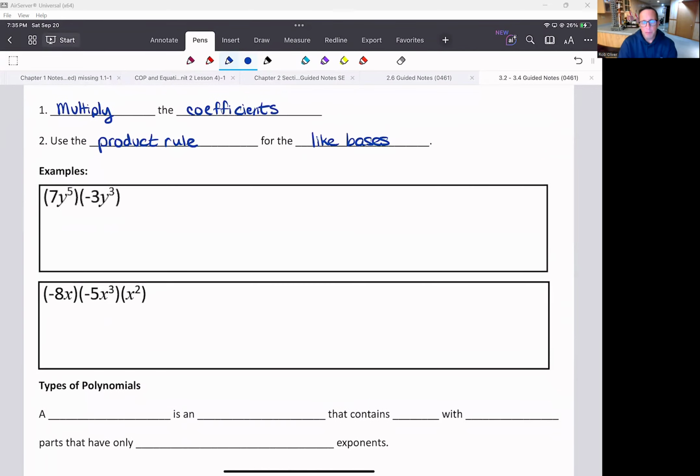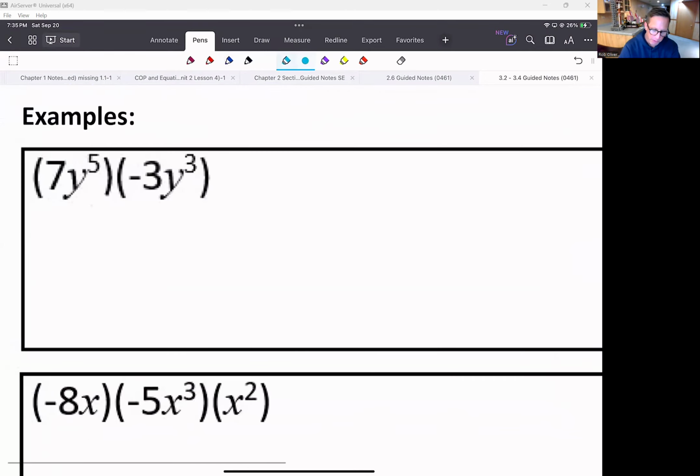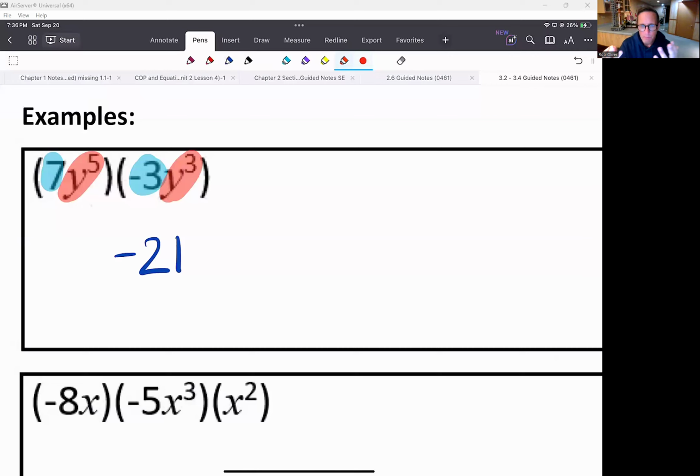Let's apply what we just talked about. For this, we're going to multiply the coefficients. You just treat those like any other multiplication problem. 7 times -3 is -21. And then when it comes to the like bases, we use the product rule. We're just going to add those up. That's where it gets a little mixed up, because it's easy to get confused. Like, what do I do? Do I add these numbers? Do I multiply these, or the other way around? This is where practice comes into play. So you've got to make sure you practice these concepts.